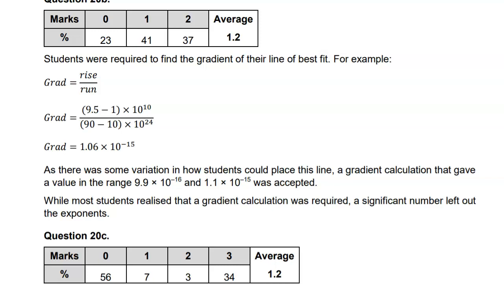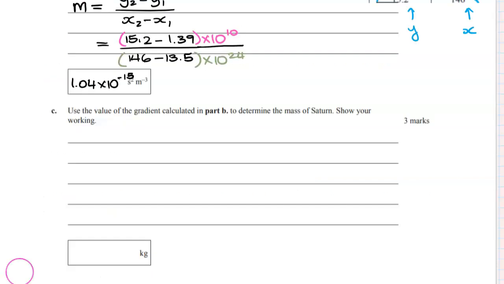And I did exactly what the last line says. It says, while most students realised that a gradient calculation was required, a significant number left out the exponents. So I nearly lost that mark. I would have been one of the 41% of people that maybe got 1 mark. That's a bit funny. Now this question is a little more difficult.